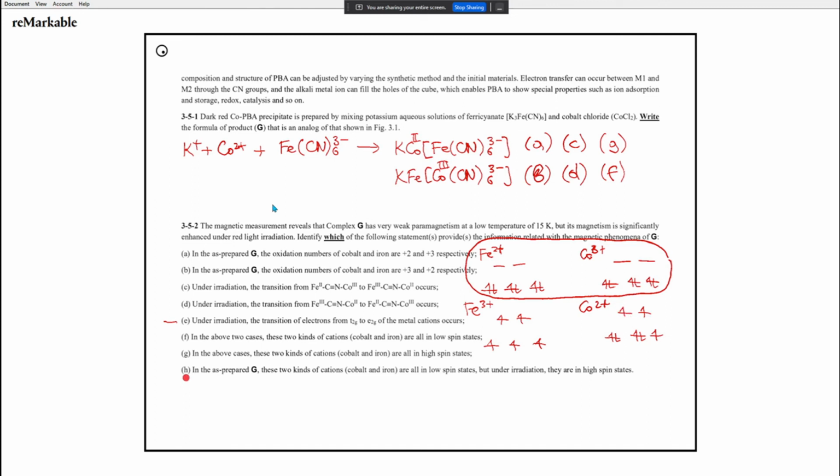And let's read the last one. In the as prepared G, these two kinds of cations are all in low spin states, but under irradiation they are high spin states. All right, so under irradiation we change to the high spin. That's why the magnetism changes. But this is not the true, because now with that diagram analysis we have a clue, a hint that it must be low spin F.